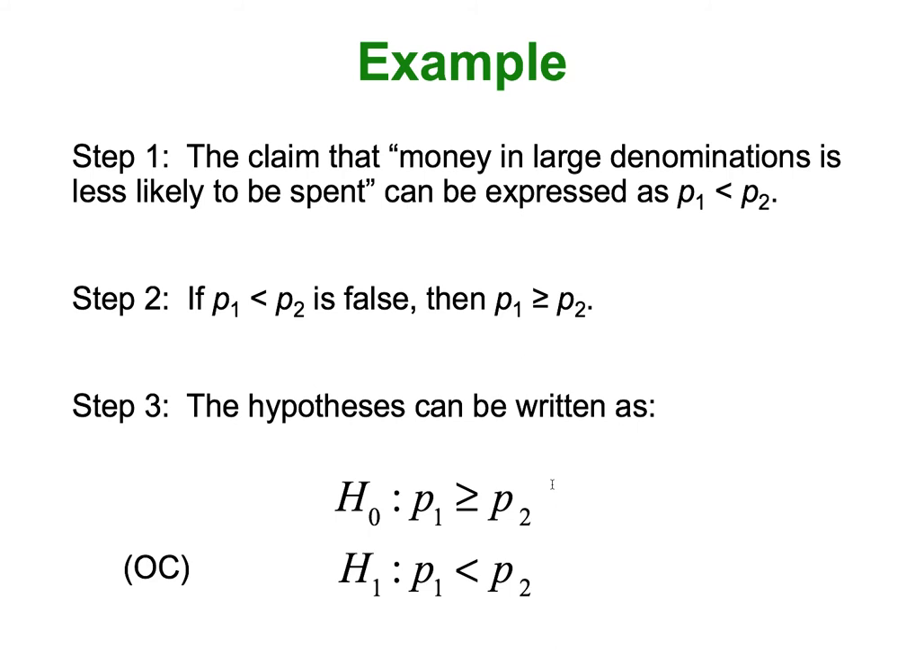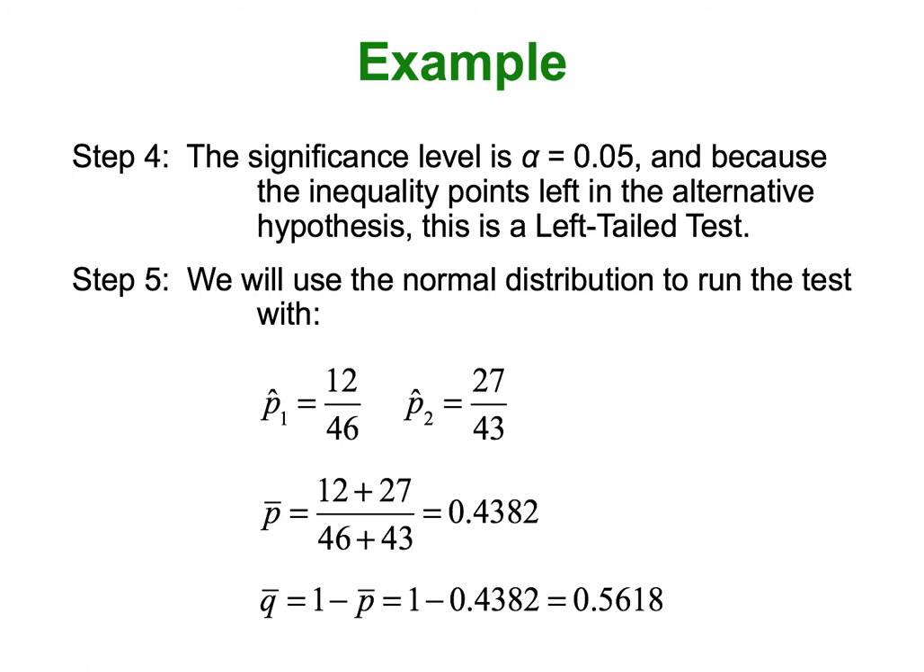And we can write these hypotheses as so, because the complement, proportion 1 is greater than or equal to proportion 2, contains equality. That becomes our null hypothesis. And our original claim, which is that proportion 1 is less than proportion 2, is our alternative hypothesis. And of course, from that we can see we are going to have a left-tailed test, because the inequality, as it says here, points left in the alternative hypothesis.